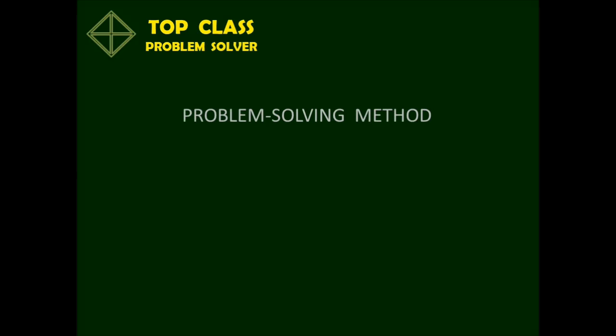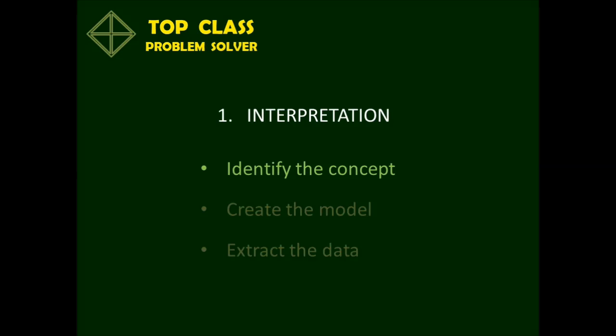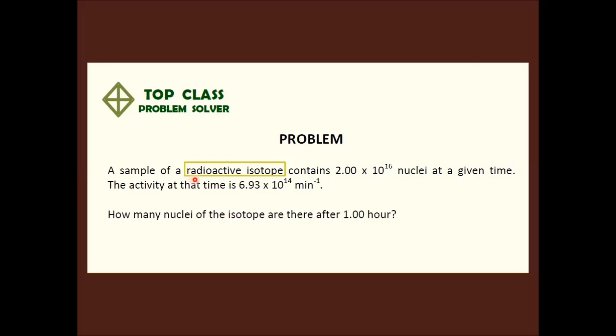The problem-solving method consists of 3 steps. The first step is interpretation of the problem. Then we devise a strategy, and then we execute our strategy. The first step of the interpretation is to identify the concept embedded in the problem. The fundamental concept is radioactive decay.